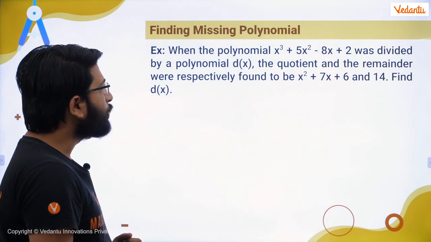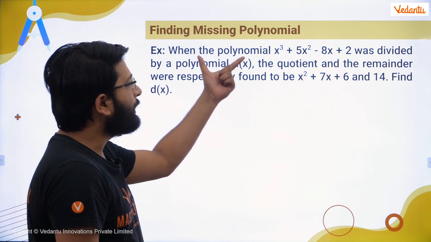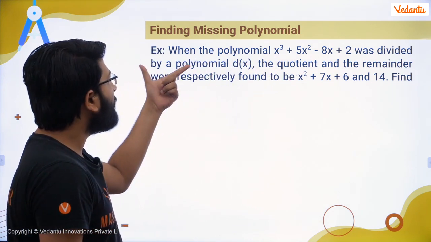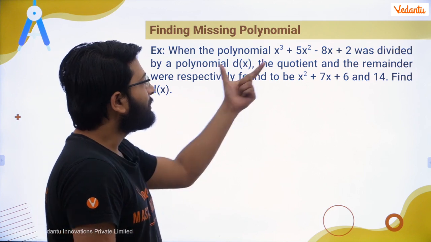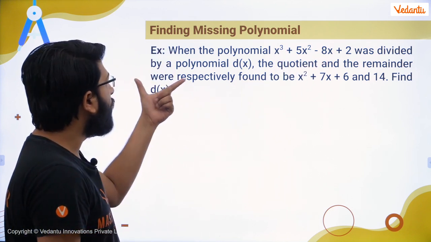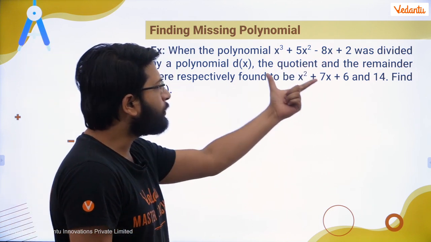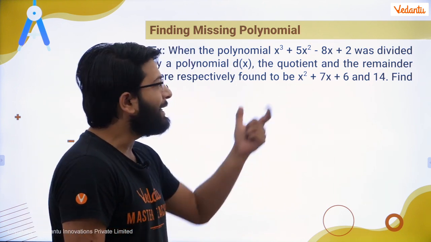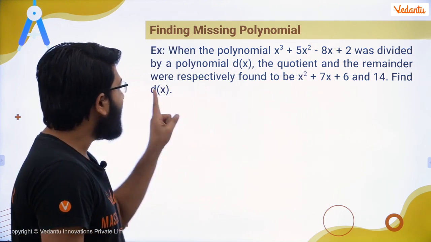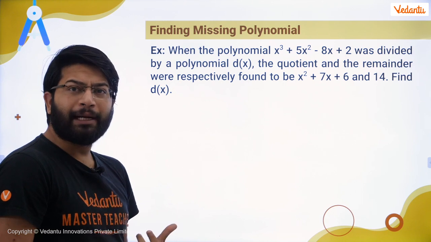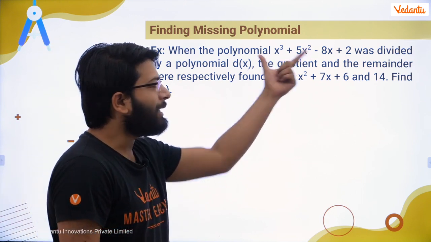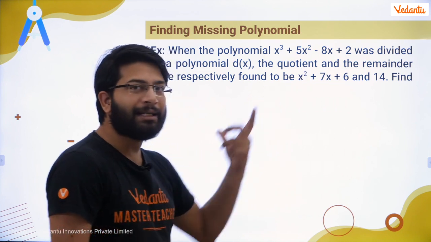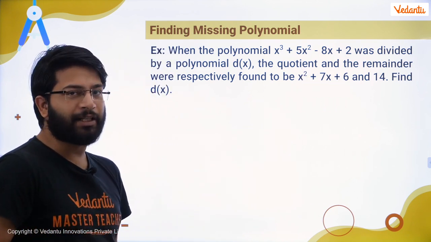Let's say we have a question: when a cubic polynomial was divided by a polynomial d(x), the quotient and the remainder were respectively given. This quadratic polynomial is my quotient and this 14 is my remainder, and we have to find d(x). Ultimately, the dividend is given, the quotient is given, the remainder is given. We have to find the divisor.